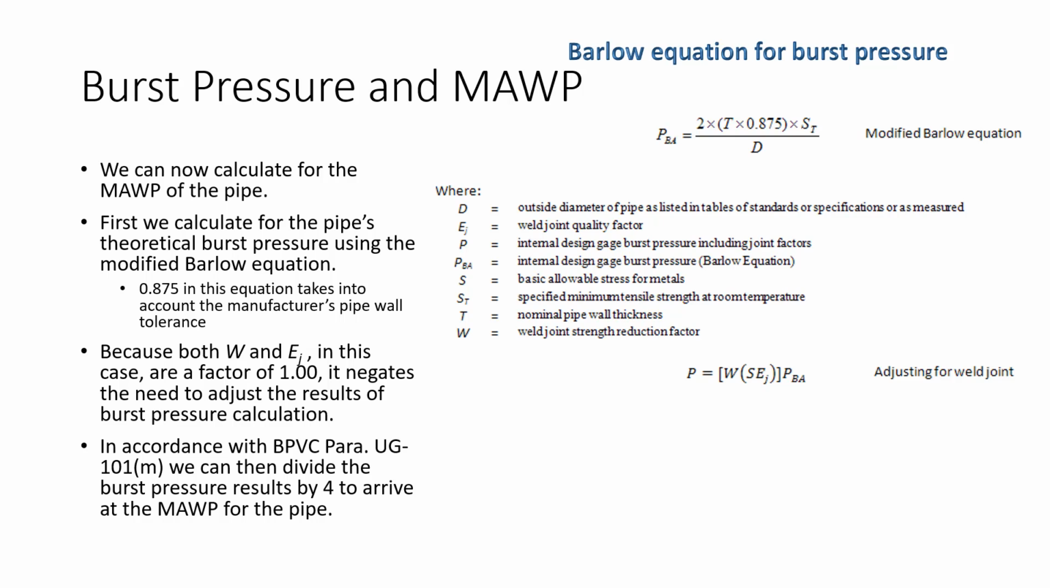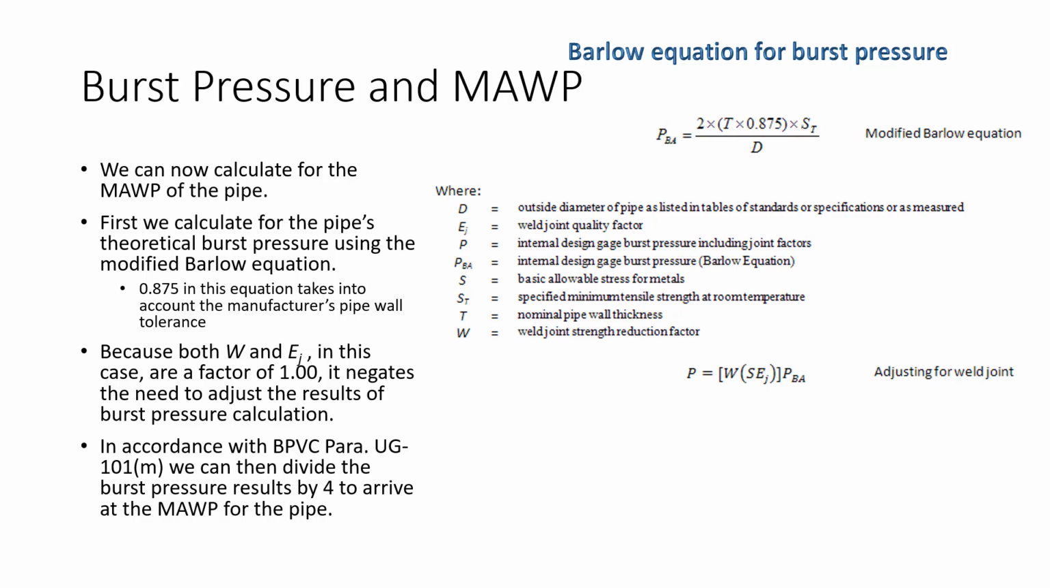We can now calculate for the MAWP, the maximum allowable working pressure of the pipe. And one thing needs to be mentioned here. The term MAWP for maximum allowable working pressure is not a term that is used in B31.3. It is a term that comes from the boiler and pressure vessel code. We are borrowing the term to be used for pipe like it is used for pressure vessels. It allows us to know the pressure limits of the pipe itself.